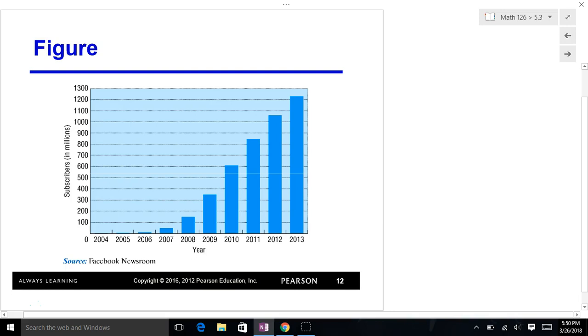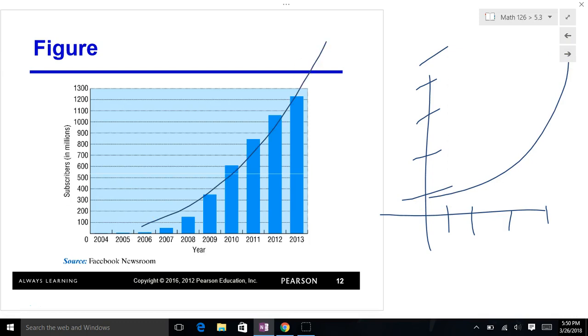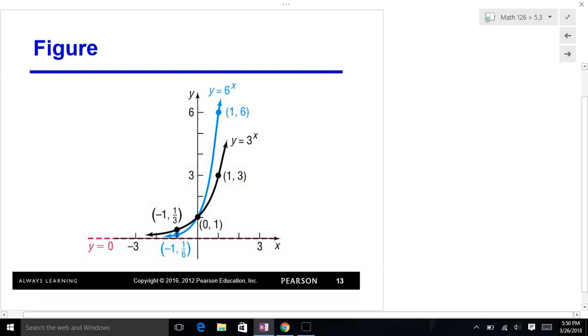Here's just an example in the everyday world. You can kind of tell where I stole this. Copyright there, ending at 2013. This is Facebook subscribers year by year. And you notice if you were to put these on a graph, by year and number of Facebook subscribers, you'd see that exponential growth. These Facebook subscribers have grown exponentially.